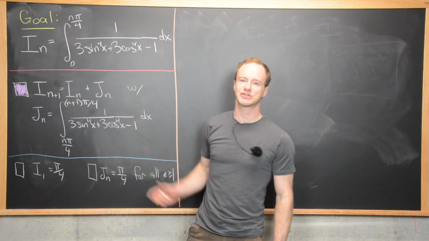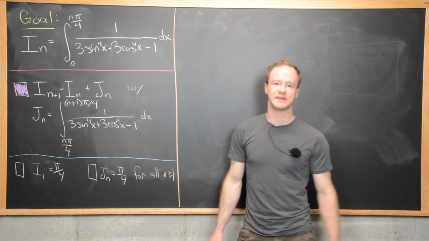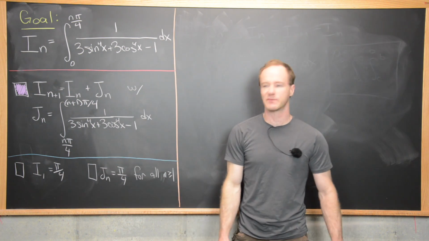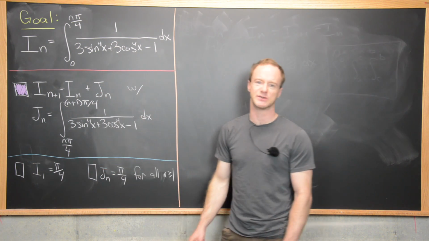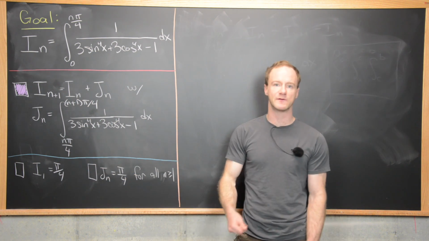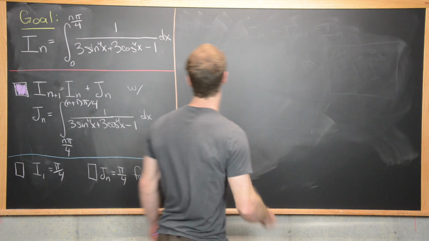Now that we've established a formula for our recursion, let's look at these two following things that we still need to do. We need to calculate I sub 1, in other words, the first element of this sequence, and then we need to find this common difference between any two subsequent elements, J sub n. We're going to show that both of those are equal to pi over 4. So let's go ahead and look at this I sub 1 first.